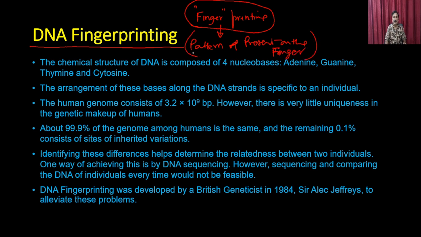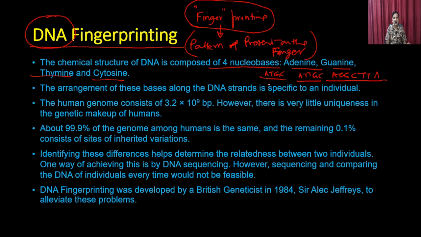Similarly, what could be the pattern present in a DNA sequence? You know that DNA is composed of four different types of nucleotides: adenine, guanine, thymine and cytosine. Now, these nucleotides can be arranged in different combinations. You can have ATGC, you can have ATTTGC. They can be combined in multiple random combinations, like ATGC, ATTGC, AGGG, CTTTAA. So, these combinations could be very much varied, right?